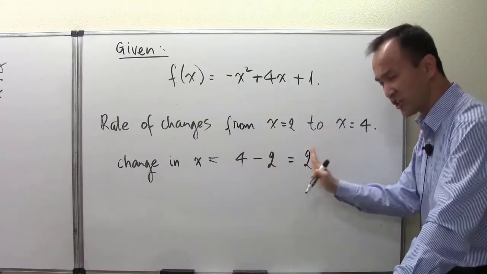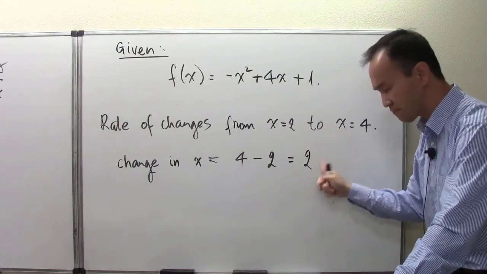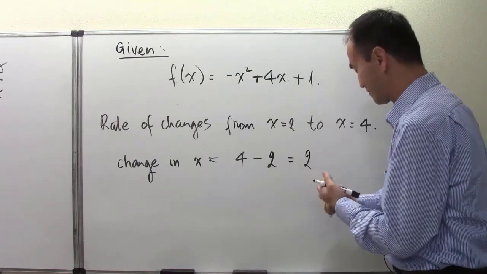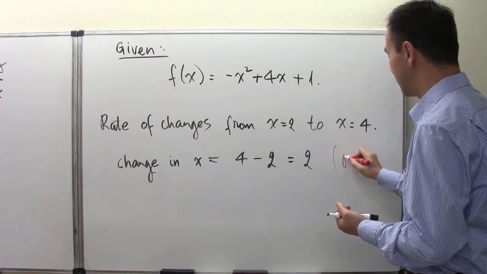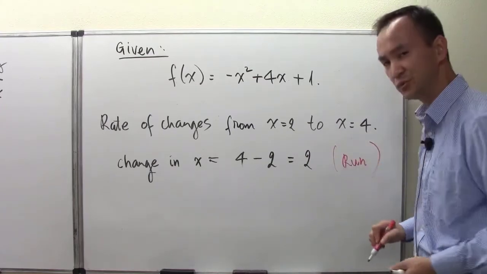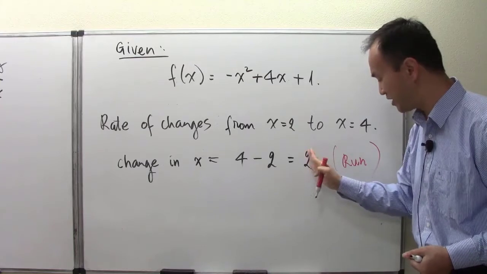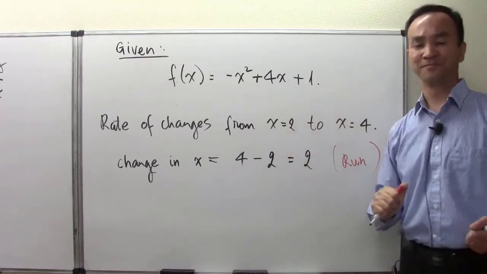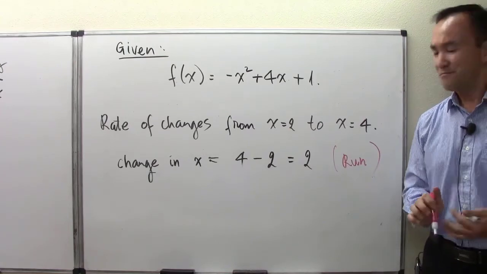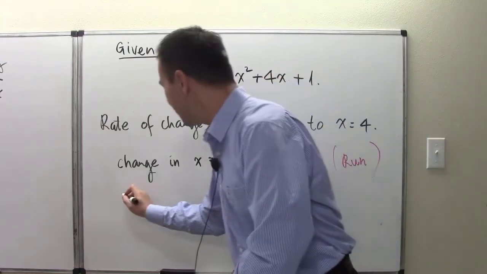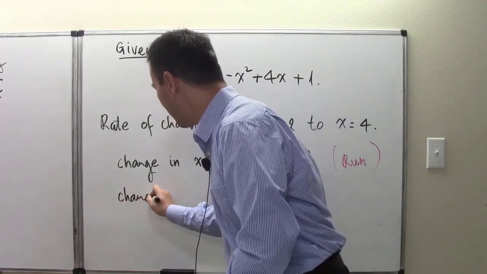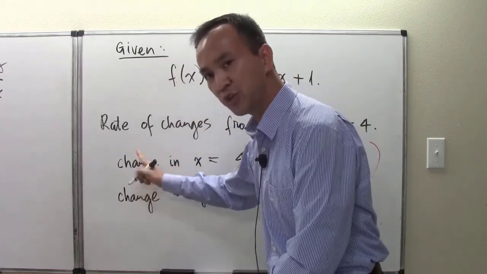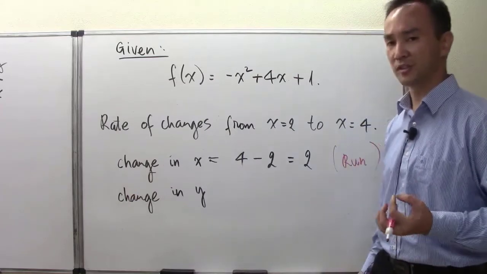See, change in x will always be positive. That's why it's a run. You are now welcome to see this as a run, because it's always a positive change. We change from a lower value to a higher value. But now let's advance to calculating the change in the y value. And see, there are always two changes. There's always a pair of changes.